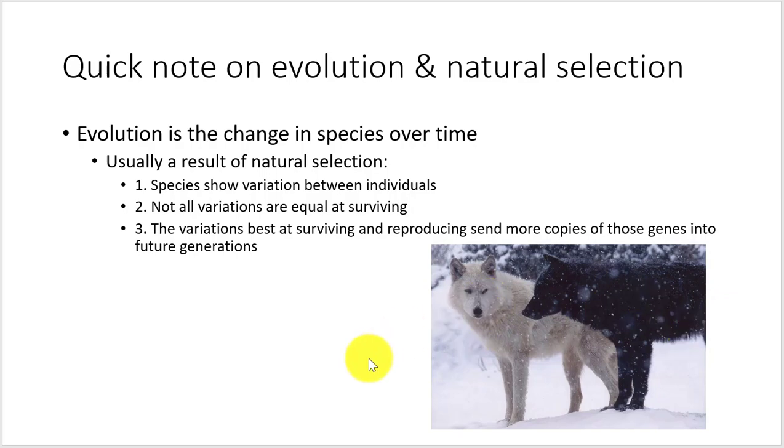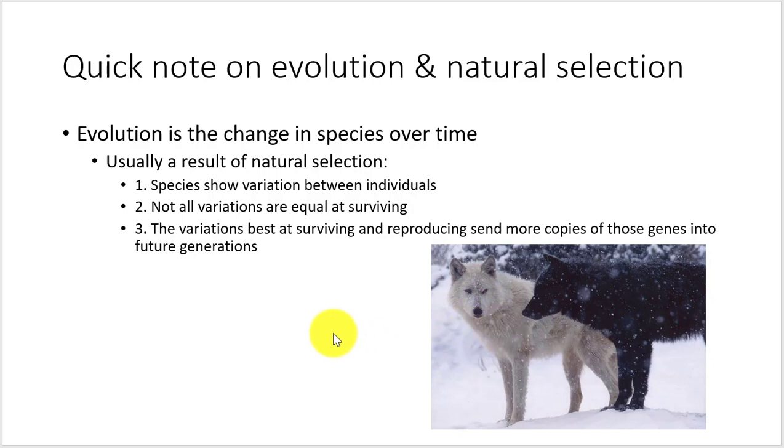Not all of those variations are equal at surviving in a given environment. So in this environment, let's say it's snowy all the time, which one do you think is going to be better at sneaking up on its prey? Probably this one, because it blends in with its environment. Maybe this one right here isn't as good at sneaking up on its prey because it's more visible in the snowy environment. So which one's going to get more food? Probably the one that's better at sneaking up on its prey. If you get more food, you're better at surviving, and you're probably better at reproducing too.